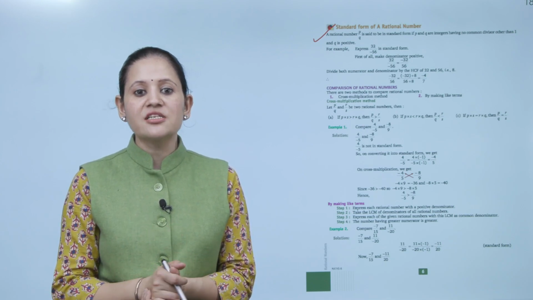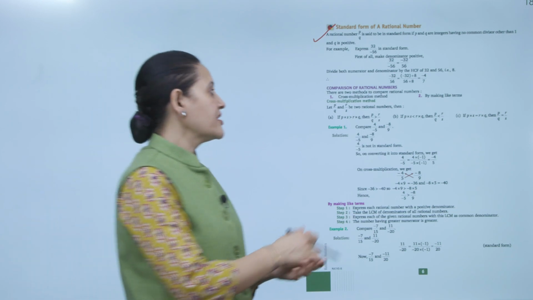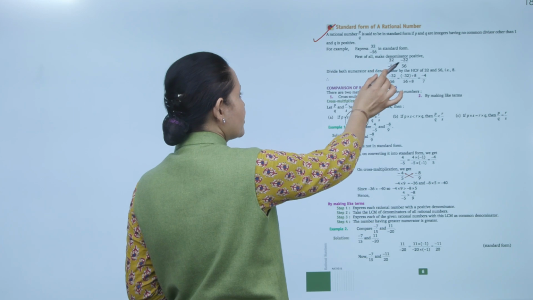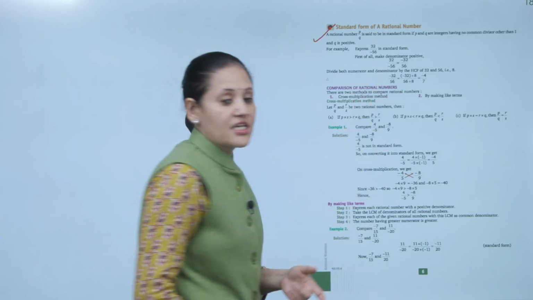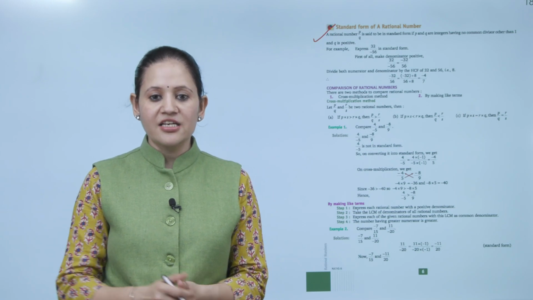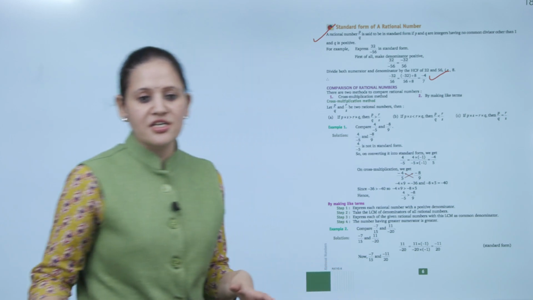For example, express 32 upon minus 56 in standard form. So first we'll make the denominator positive. So what we'll do? We can also write it as minus 32 upon 56. Now we'll divide both the numerator and denominator by their HCF, and that is 8. So we'll get minus 4 by 7. That is the standard form of the given rational number.